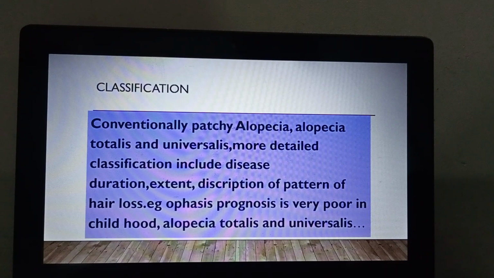A more detailed classification includes disease duration, extent, and description of the pattern of hair loss. For example, prognosis is very poor in childhood alopecia totalis and universalis. In all these three conditions, there is a very poor prognosis.